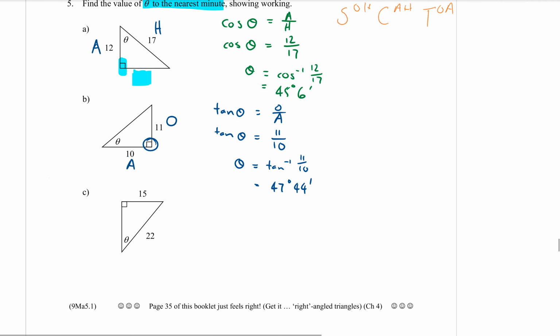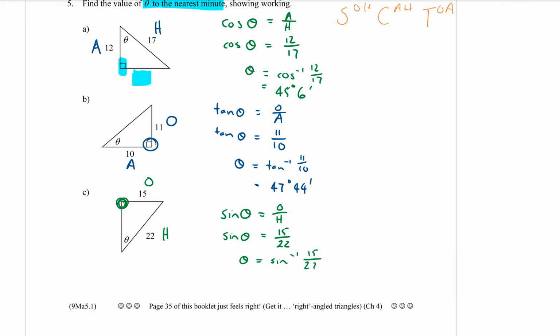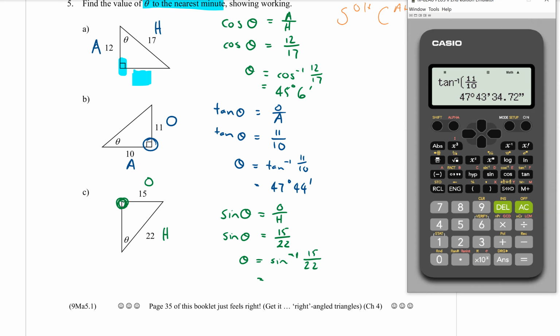Okay, let's do it one more time here. Label the triangle. From the right angle, straight across from the right angle is the hypotenuse. Across from the theta is the opposite. So I have opposite and hypotenuse, which is sine. Write the formula down. Subbing in, sine theta equals the opposite is 15, the hypotenuse is 22. To get the theta by itself, I now inverse sine the 15 over 22. And in the calculator, that's 42 degrees, 59 minutes, and 9 seconds is going to round down, so 42 degrees, 59 minutes.